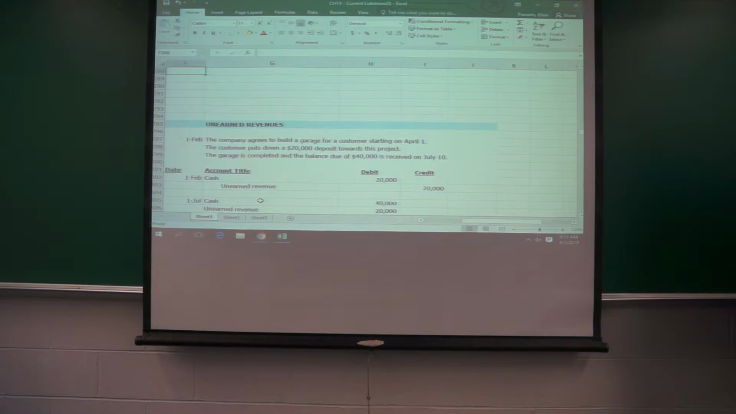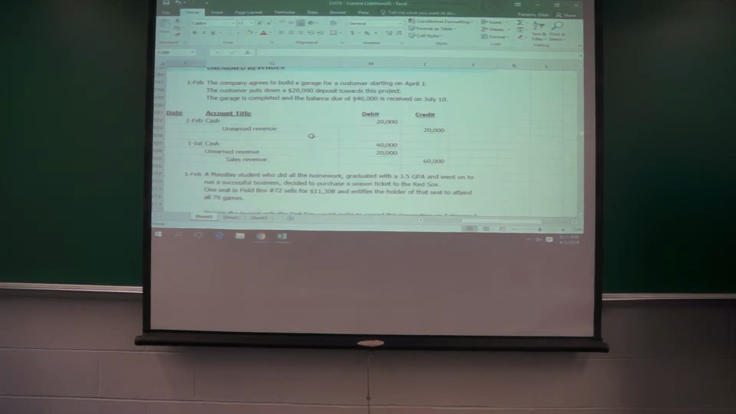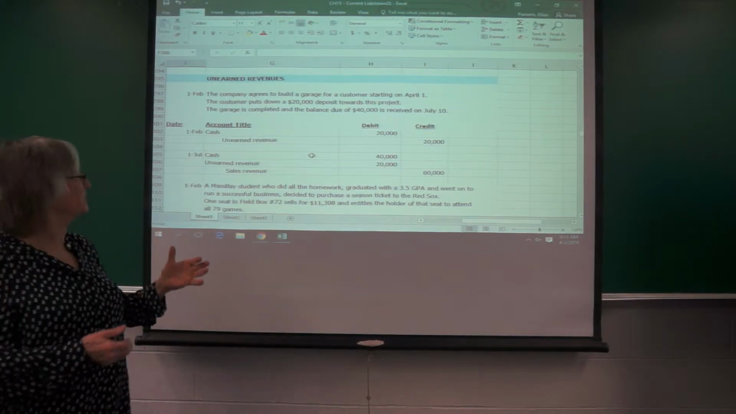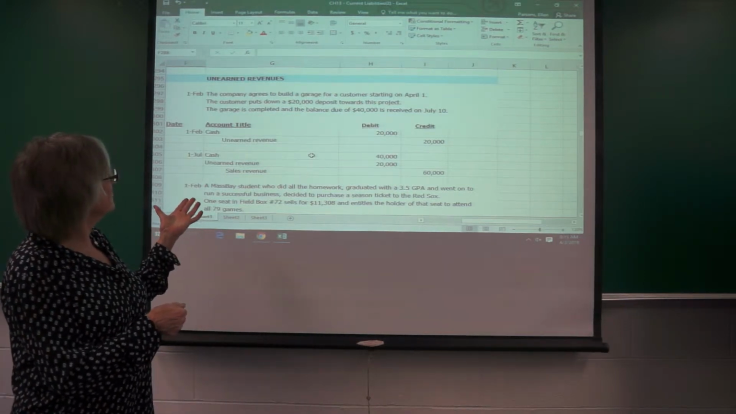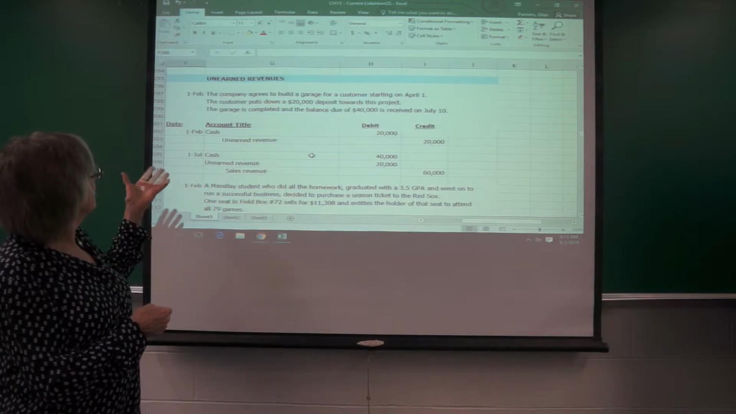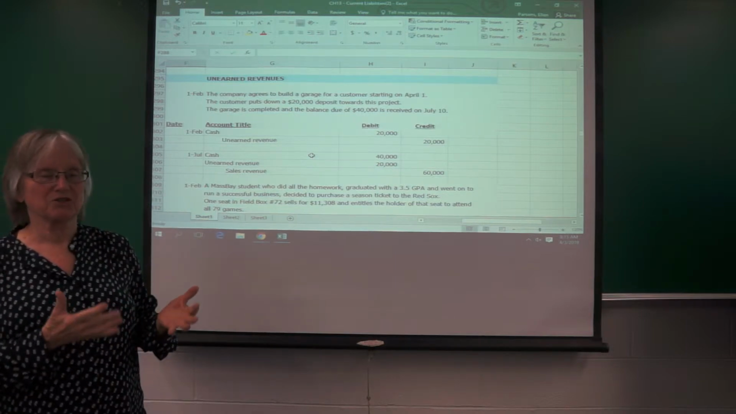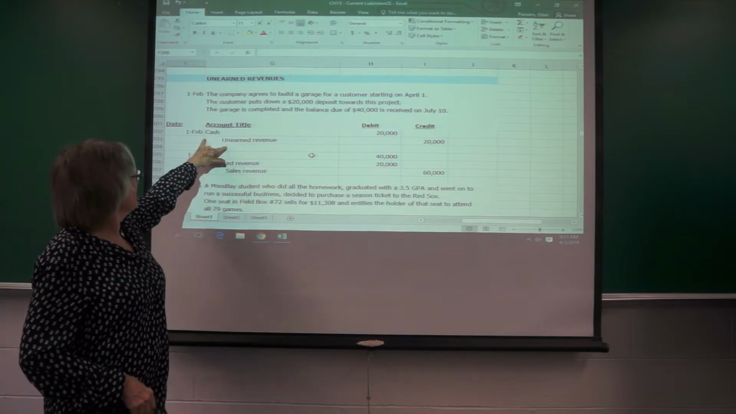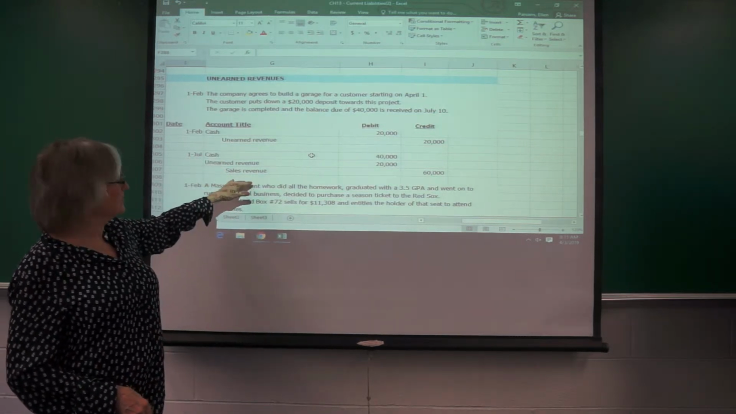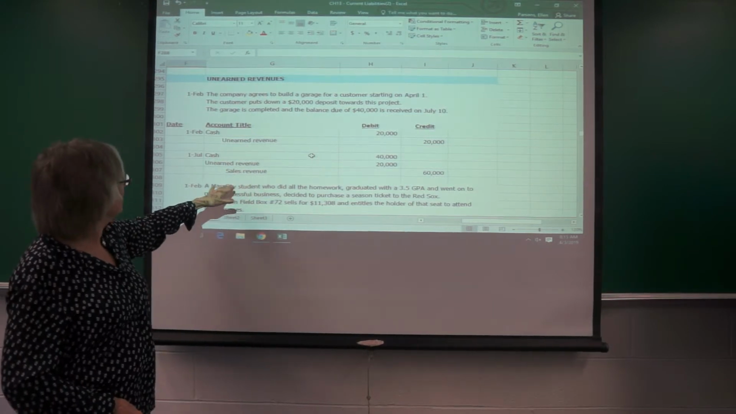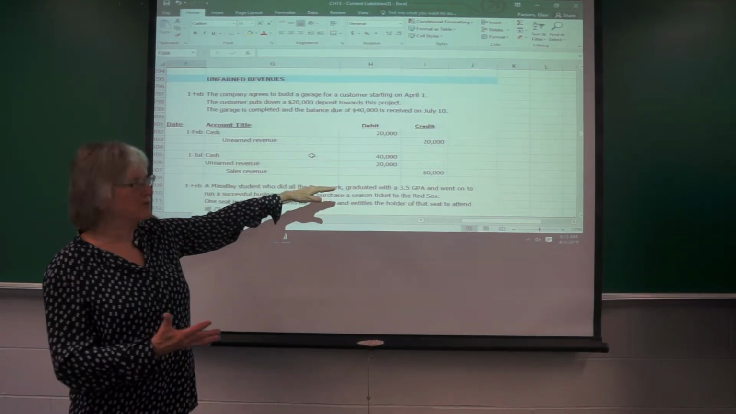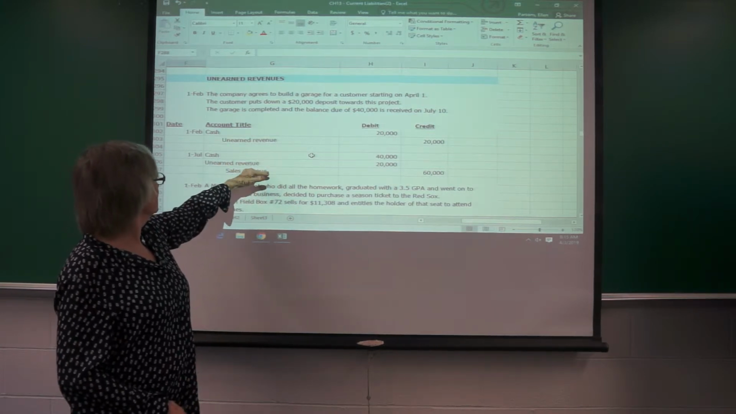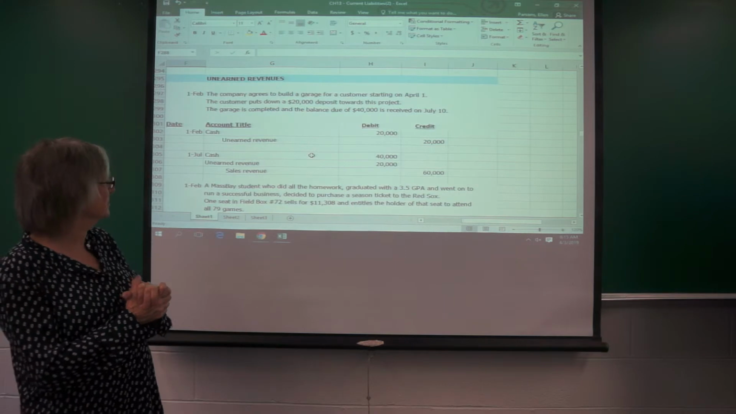And hopefully this is just a real quick review for you. Here's where a customer agrees, and the company is going to build a garage for the customer starting April 1st. But in February, the customer puts down a deposit to make sure they're on the list and they'll get their garage first. So cash, unearned revenue on February 1st. When the job is completed and the customer pays the balance, then they can book the 60,000 revenue for it, and the cash that came in later, and the unearned revenue has now been earned.